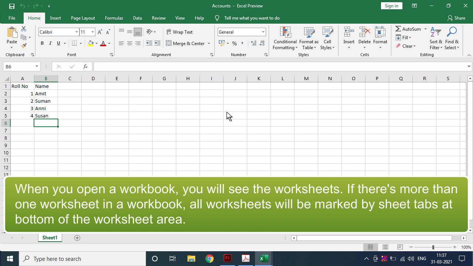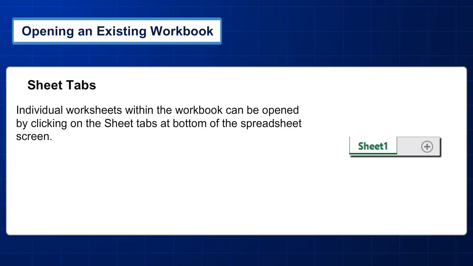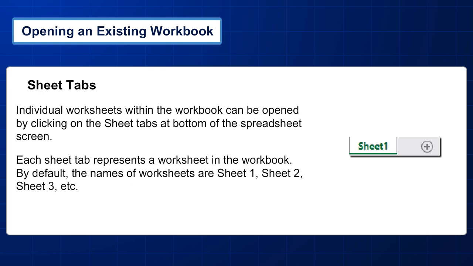When you open a workbook, you will see the worksheets. If there's more than one worksheet in a workbook, all worksheets will be marked by Sheet tabs at bottom of the worksheet area. Individual worksheets within the workbook can be opened by clicking on the Sheet tabs at bottom of the spreadsheet screen. Each sheet tab represents a worksheet in the workbook.